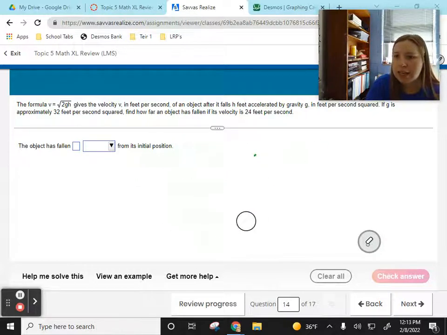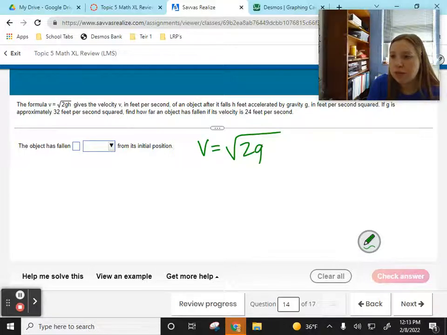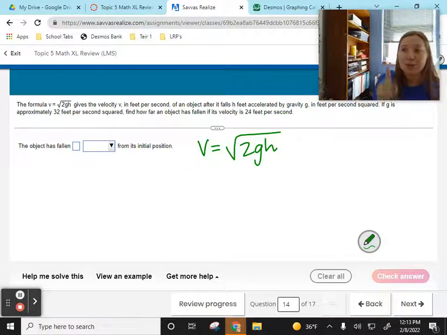We are given a formula for velocity. V equals the square root of 2gh. This is bringing me back to my physics days, my favorite class that I took in high school and in college.